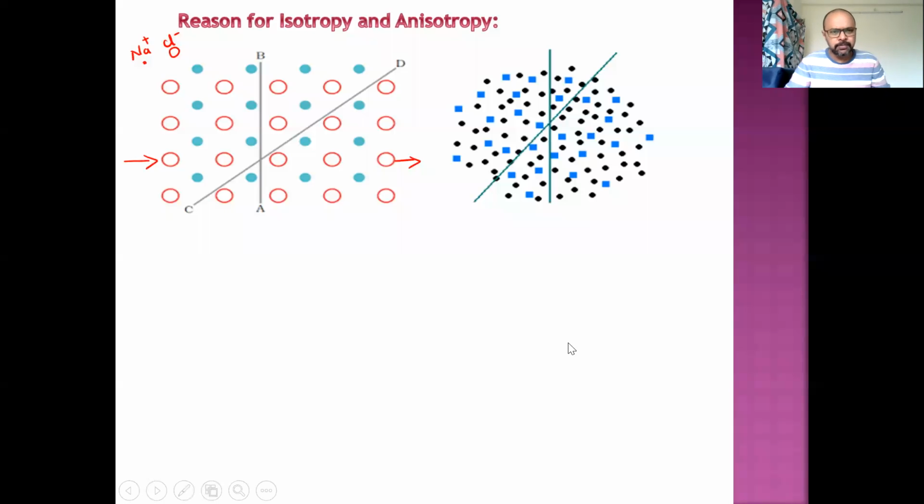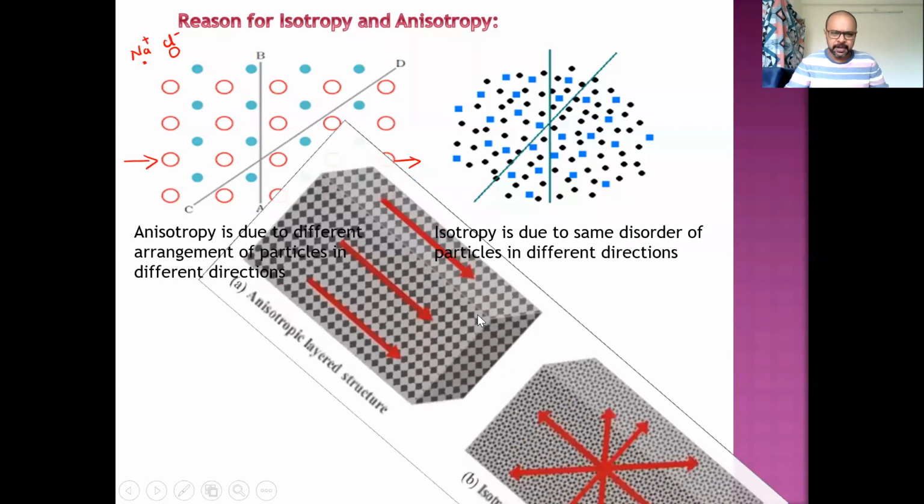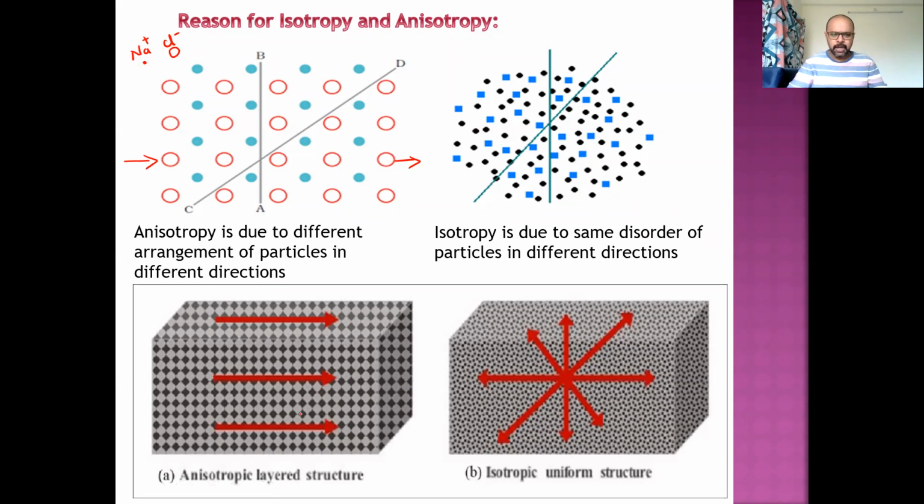Hope the concept is clear. Let me give one more diagram here. Anisotropy is due to different arrangement of particles in different directions. Isotropy is due to the same disorder, or entropy, of particles in different directions. On the left hand side, you can see anisotropy due to perfect arrangement. In any direction, there is one particular particle that you find. On the other diagram you can see a lot of disorder, because of which isotropy, that is similar properties, will be found in all the directions. Hope this also adds to the clarity.